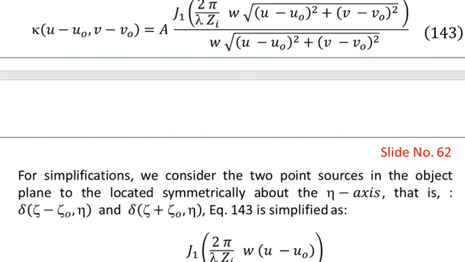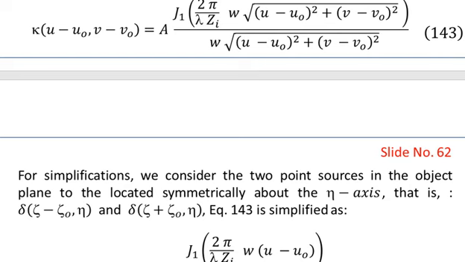So the other expression for the kappa. But you know that for simplification we consider 2 point sources in the object plane to be located symmetrically about the zeta axis, that is delta of zeta minus zeta naught comma eta plus delta of eta plus zeta naught delta of zeta plus zeta naught comma eta. Equation number 143 is simplified.